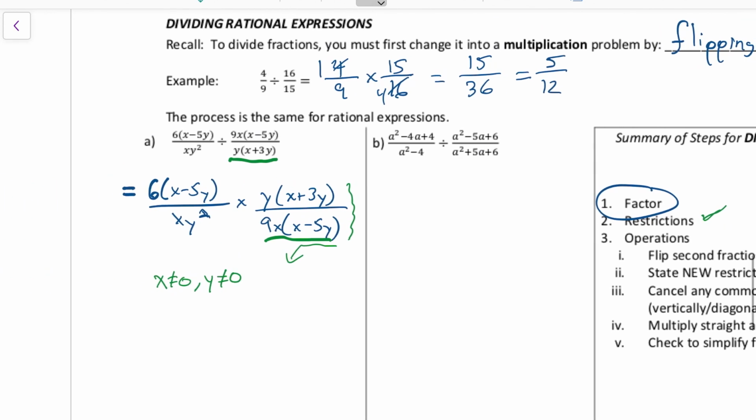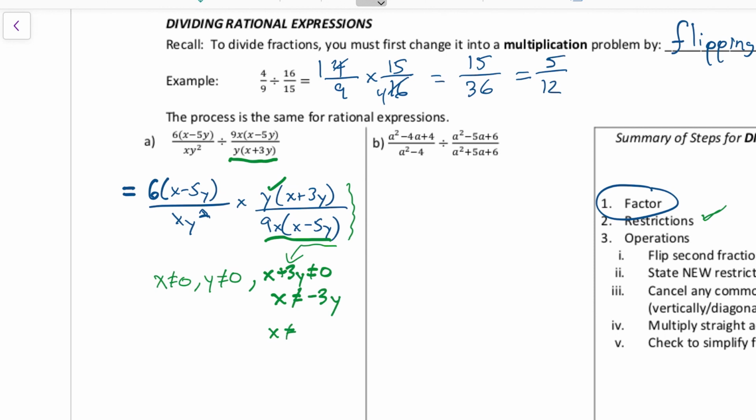So just watch out for that. And so if I do that, I've already got y equals 0, so that's that guy. This one's a bit weird, so I've got x plus 3y cannot equal 0. So x cannot equal negative 3y. And then also in the denominator here, 9 times x, so x can't be 0.